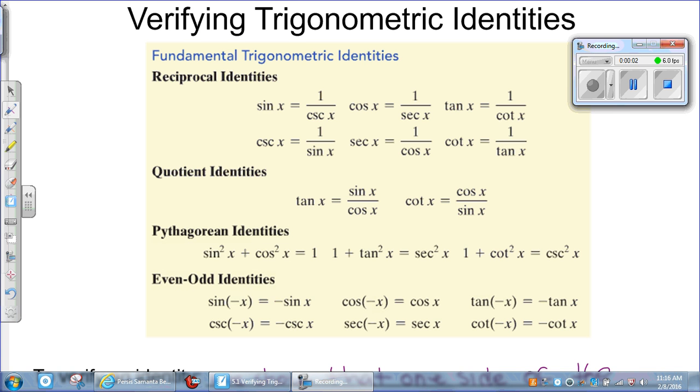This video will cover section 5.1, which is verifying trigonometric identities. There is a paragraph in the book that talks about solving puzzles and how solving puzzles actually releases certain chemicals that make you feel good, feel accomplished.